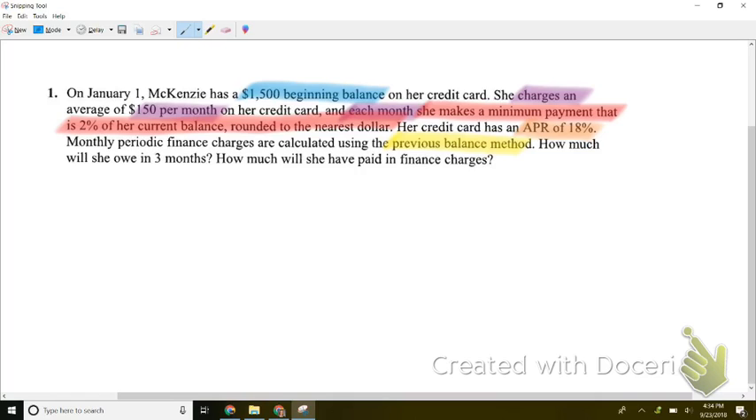And at the end of the month, she pays the minimum balance of 2% rounded to the nearest dollar. Her annual percentage rate is 18%. And her credit card company uses the previous balance method to calculate interest. We want to find her ending balance after those 3 months, as well as her finance charges. First, we'll look at January.